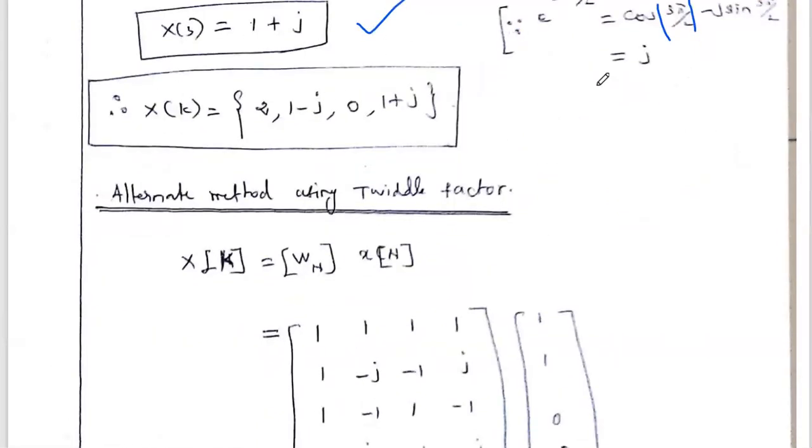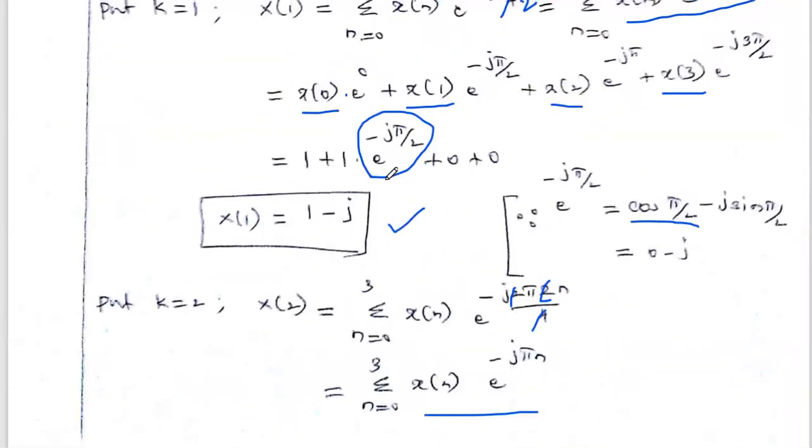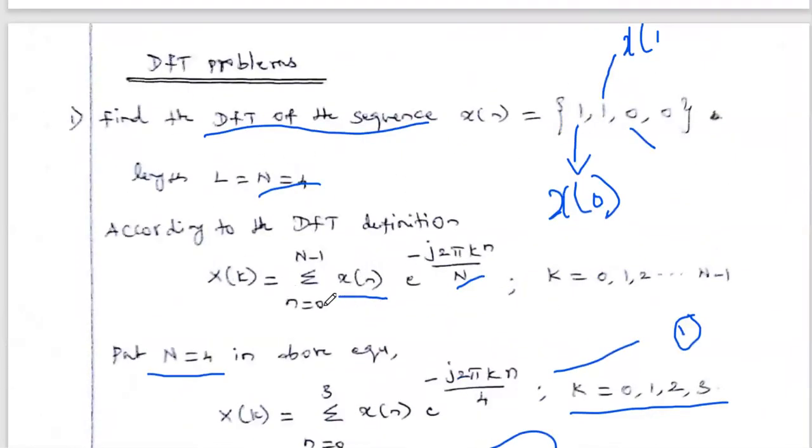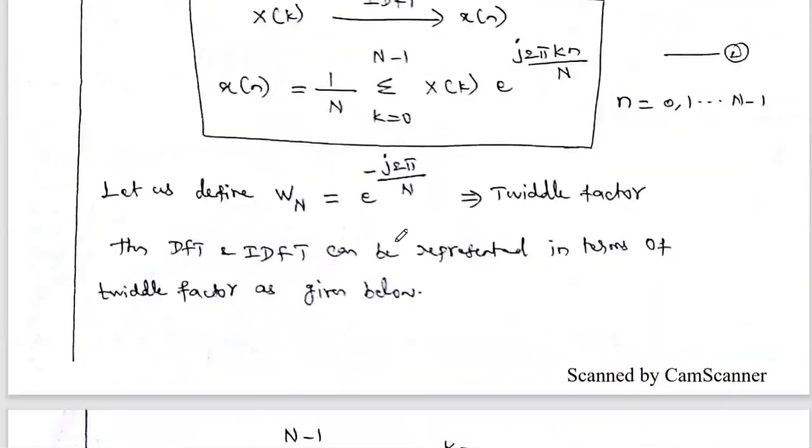And this same 4-point DFT answer we can obtain by another method, the Twiddle factor multiplication. In the previous video, the 8-point Twiddle factor we calculated. So what is meant by Twiddle factor? The Twiddle factor appears in our DFT formula. You see, this is our DFT formula. In this DFT formula, e power minus j 2 pi by N we are taking as WN, the Twiddle factor.